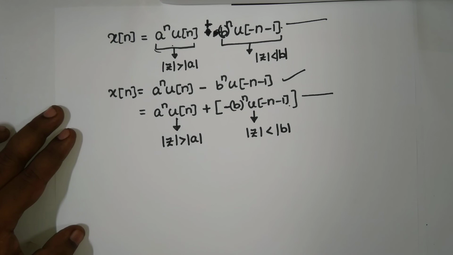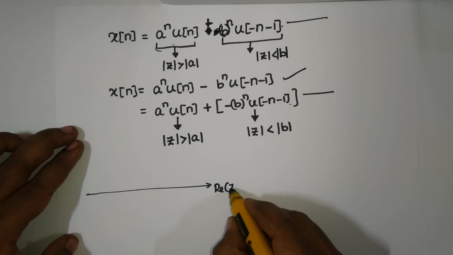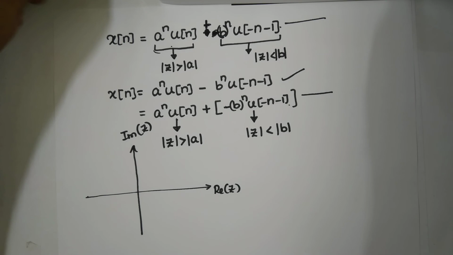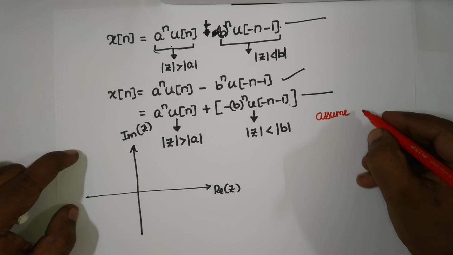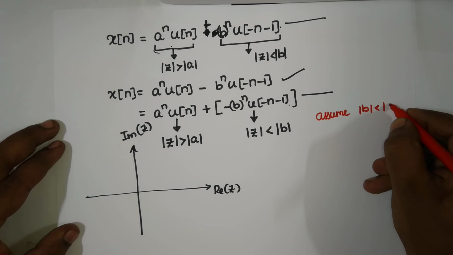Now, how to go for its ROC? This is the real axis, and this is my imaginary axis. Let me assume for now that B is less than A. Suppose this is pole B and this is pole A.